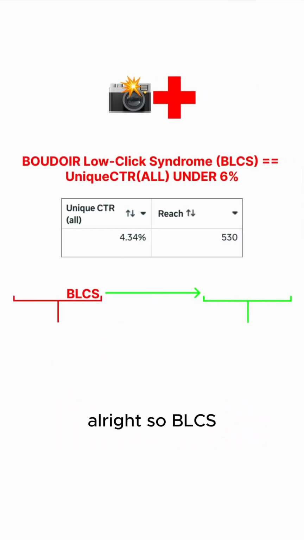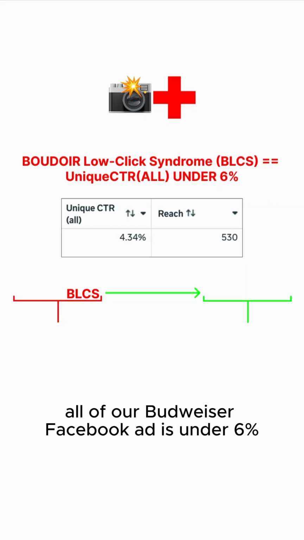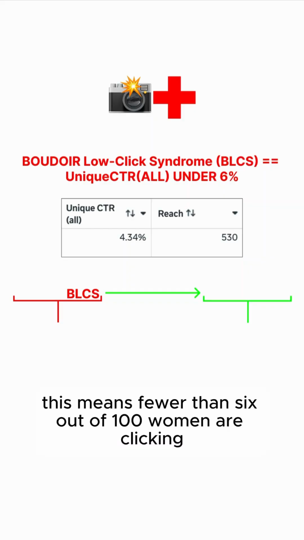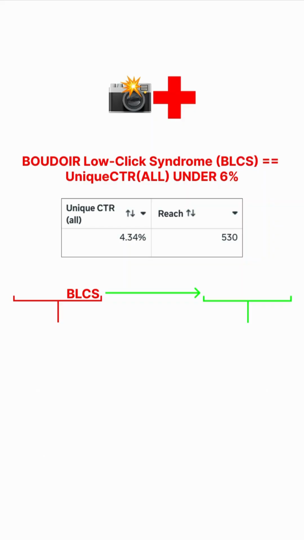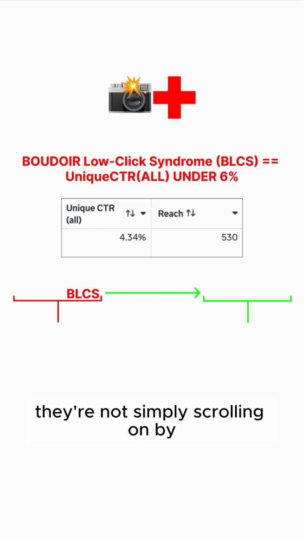All right, so BLCS, aka Boudoir Low Click Syndrome, is when the unique CTR of our Boudoir Facebook ad is under 6%. This means fewer than 6 out of 100 women are clicking anywhere in our Boudoir Facebook ad, aka they're not simply scrolling on by.